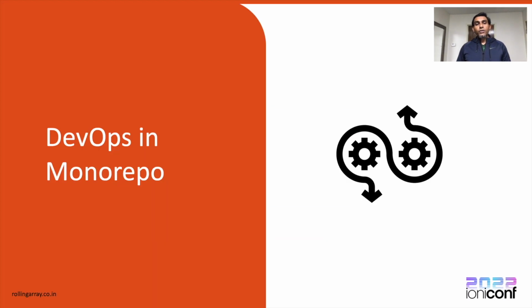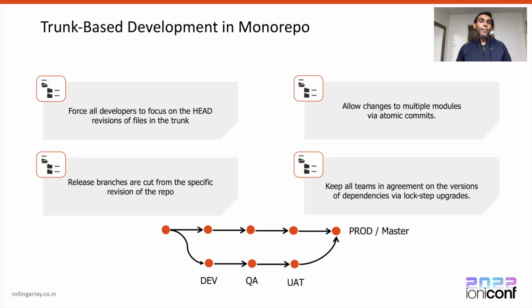Okay, once you have these things up and running, you might want to concentrate on the DevOps approaches for monorepositories, because that's where most of the logical boundaries lie, right? The first and foremost approach is to force all developers to concentrate on the head version of the trunk rather than concentrating on different releases of the trunk, right? That's one of the most important aspects of monorepositories.